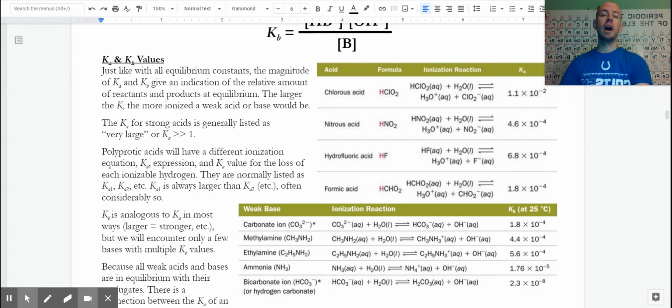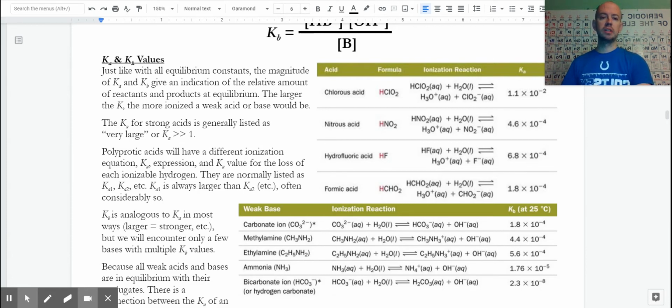So chlorous acid, of these four, has a higher K value, meaning it has more of it ionized and less of it still together. That would result, for equal molarities, in a lower pH. The nitrous is a little bit lower in terms of its K. Hydrofluoric's even lower. Formic is even lower than that. Sorry, hydrofluoric's a little bit higher than nitrous. Then notice that they were out of order on that.